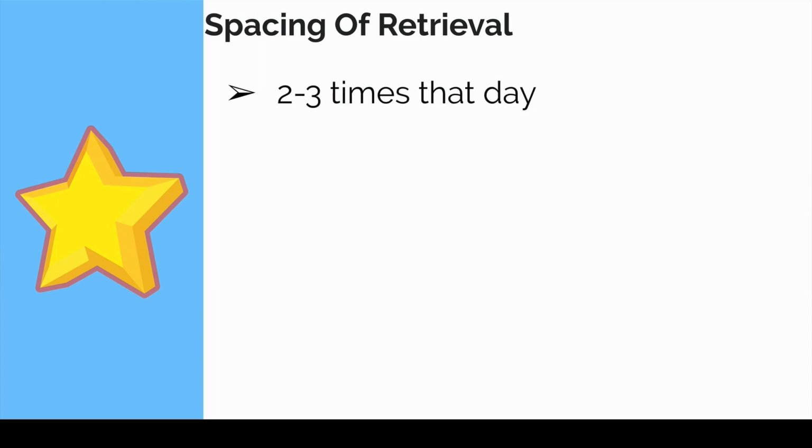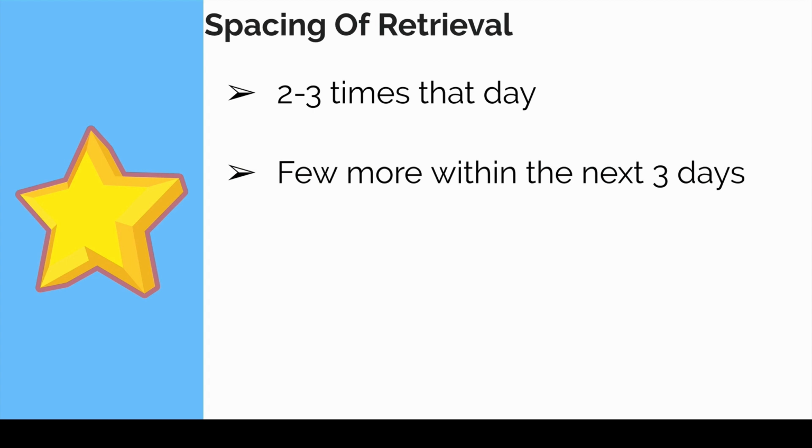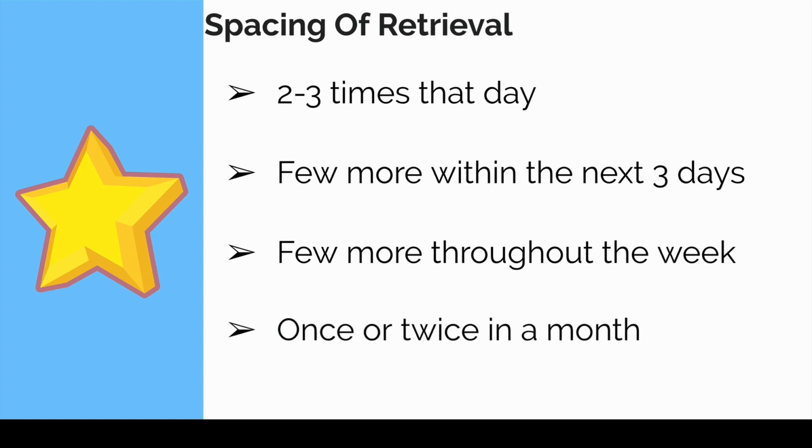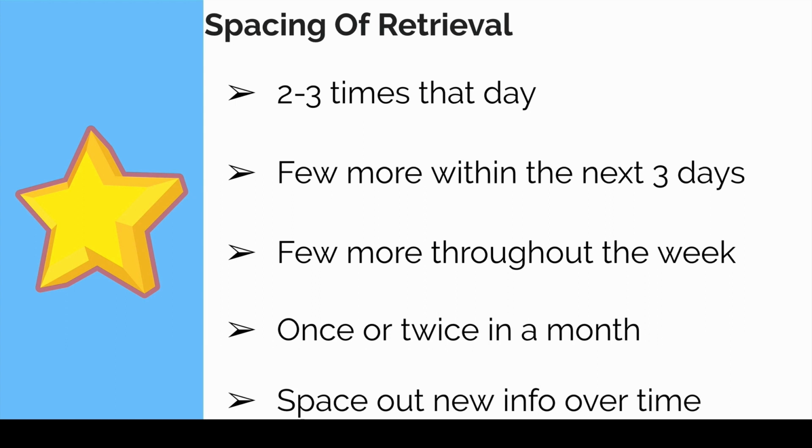But well, that day, try to go over it 2 to 3 times, and a few more times within the next 3 days, and then a few more throughout the week, and then maybe throughout that month, once or twice. So the idea is to space out the retrieval over time. This is partially why cramming isn't as effective because first, it's not a lot of retrieval, it's a lot of new things coming at once, but it also doesn't allow for the spacing of the retention.